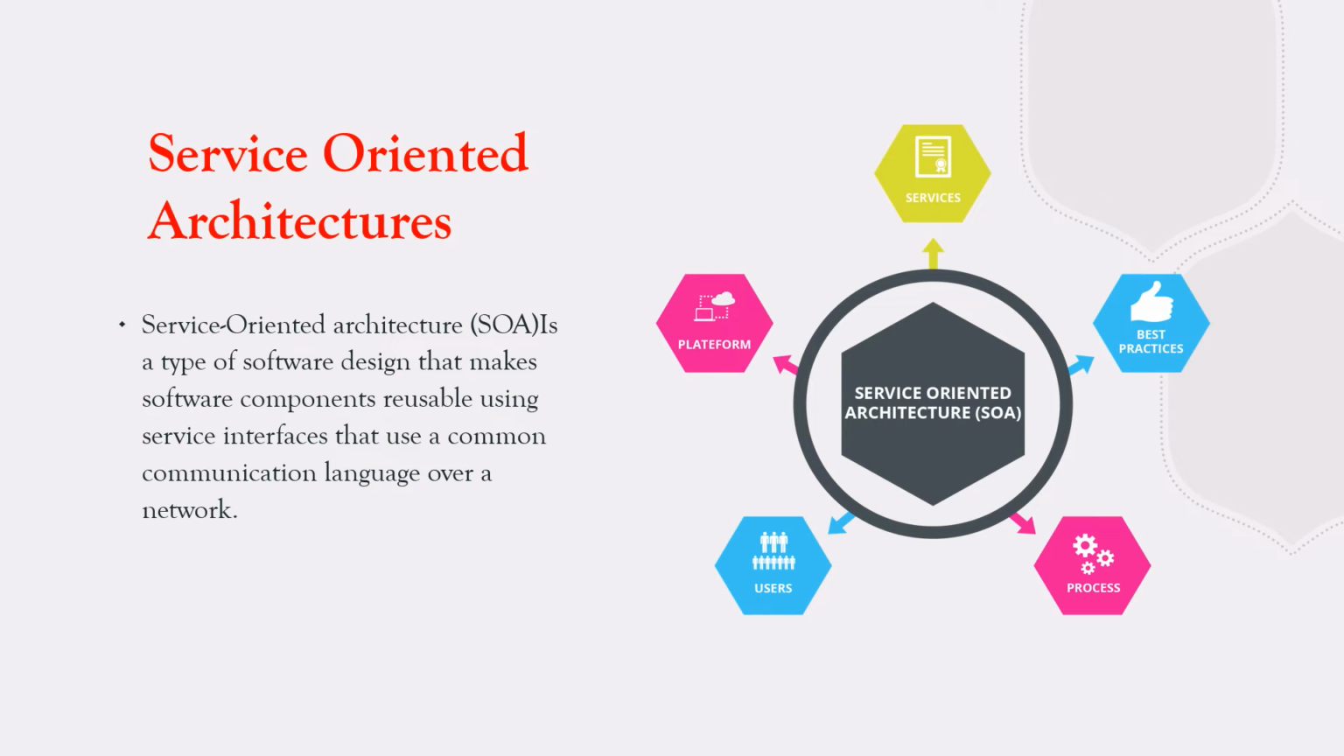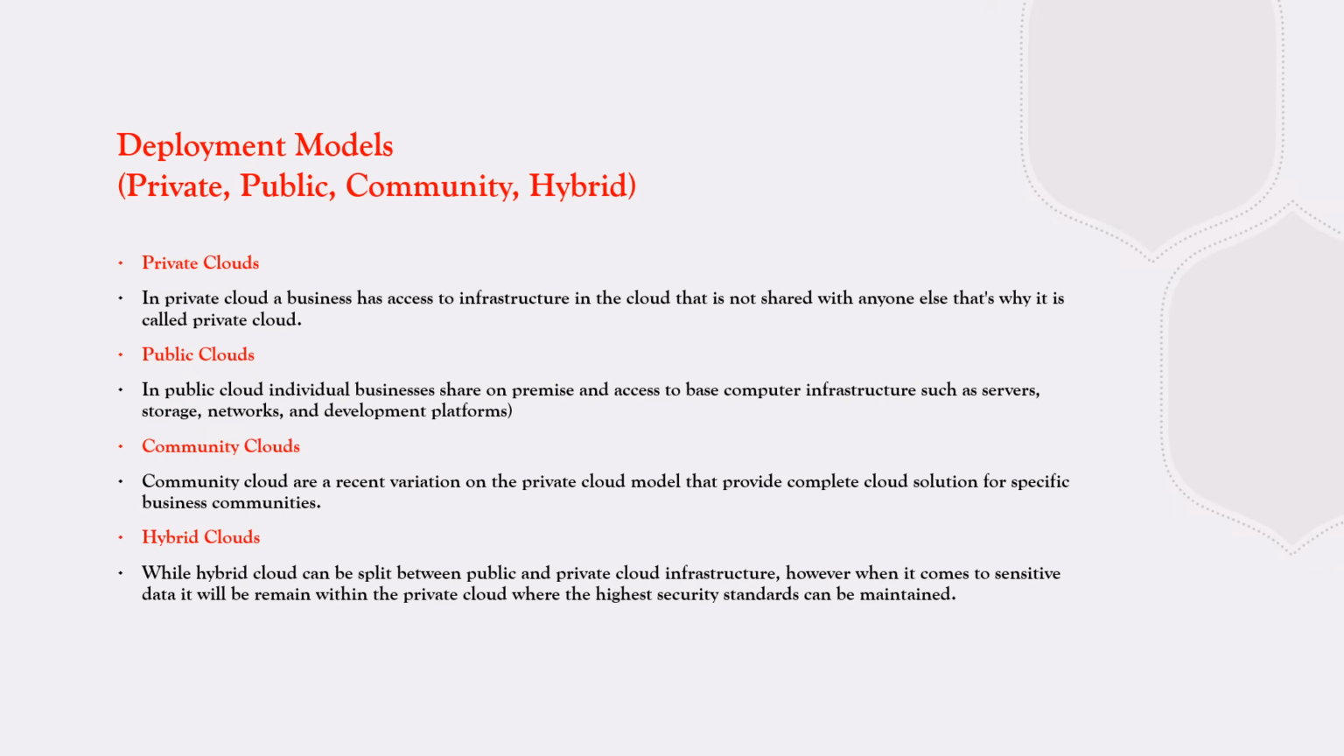Service-oriented architecture is a type of software design that makes software components reusable using services, infrastructure, and a common communication language over a network. Deployment models are divided between four different fundamentals: private, public, community, and hybrid. And below, I'll define each one of those.